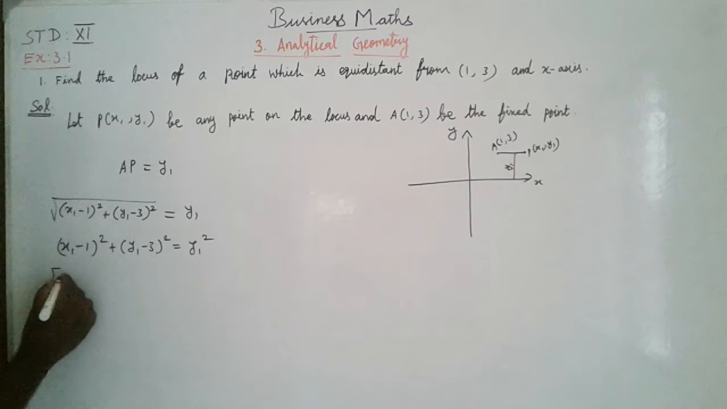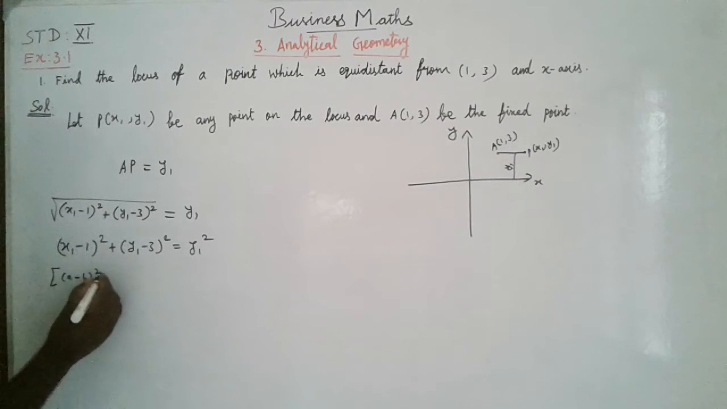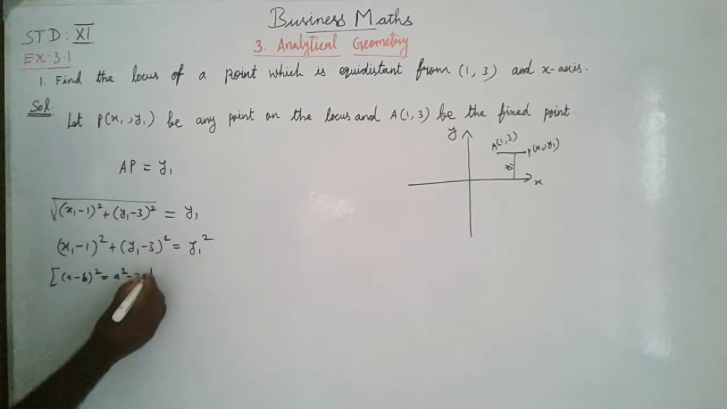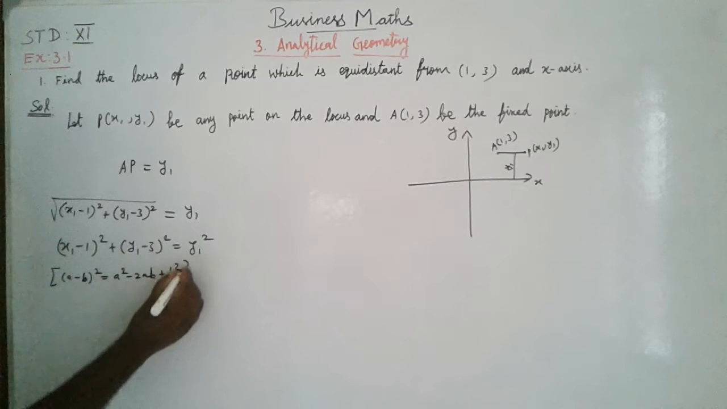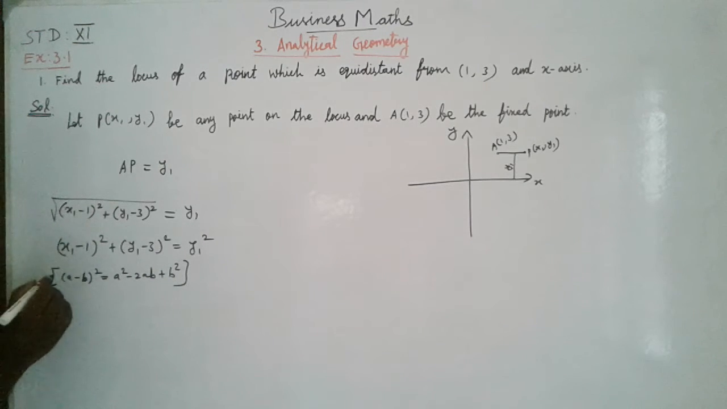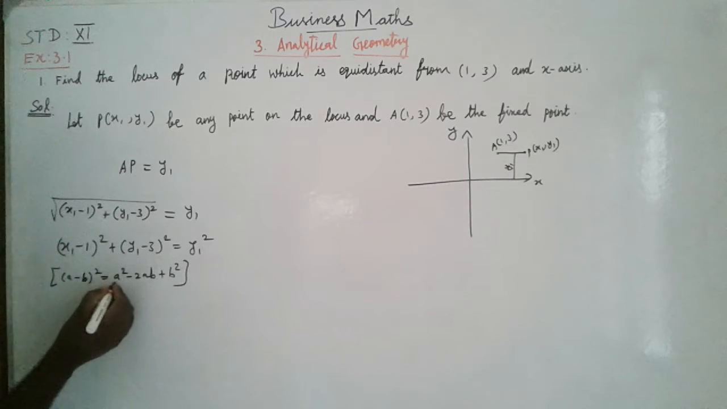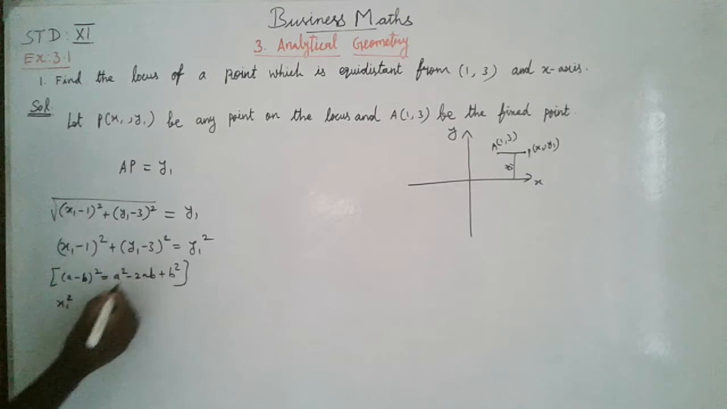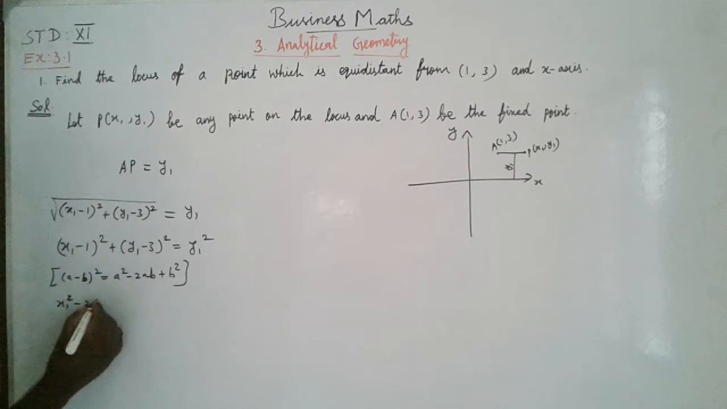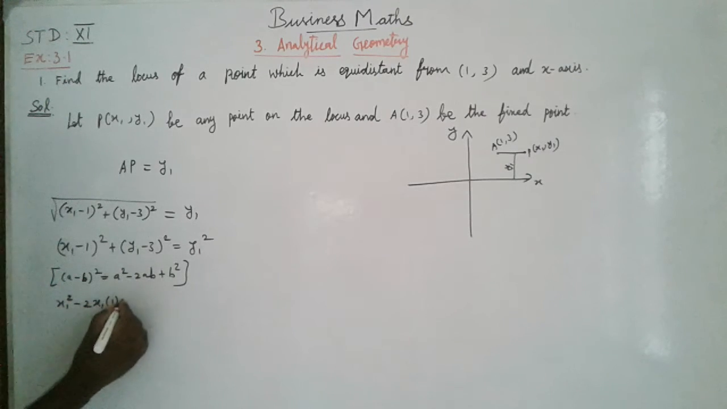We know that (a minus b) whole square is equal to a square minus 2ab plus b square. So substitute this formula here. a is x1, b is 1. Substitute here a square, x1 square, minus 2 into ab, a is x1, b is 1, x1 into 1, plus b square.